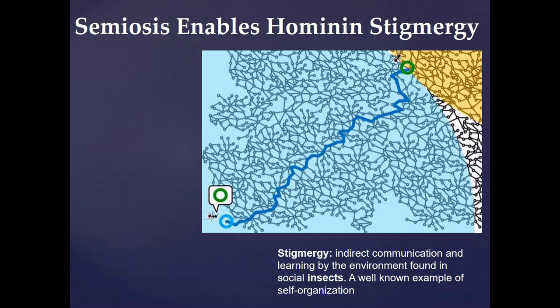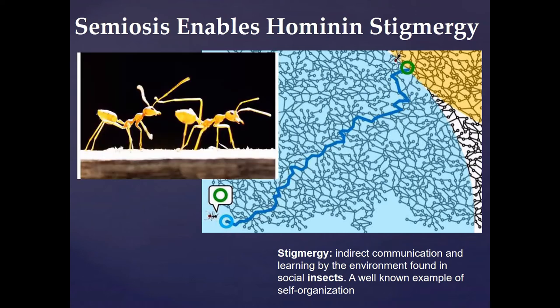Stigmergy is a process of indirect communication and learning by the environment, which we find in social insects. Ants provide a really good case study. They leave pheromone traces, which other ant individuals interact with, pick up very simple information from, and then redirect their own behavior. We don't leave scent traces. We don't go marking up against trees or leaving powerful pheromones saying, I just found a food resource.